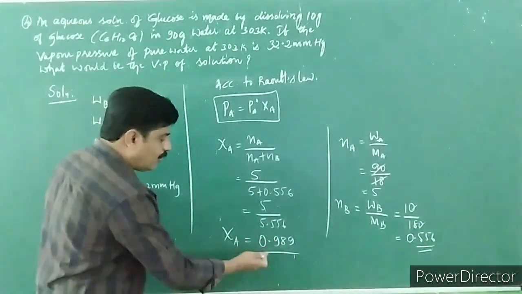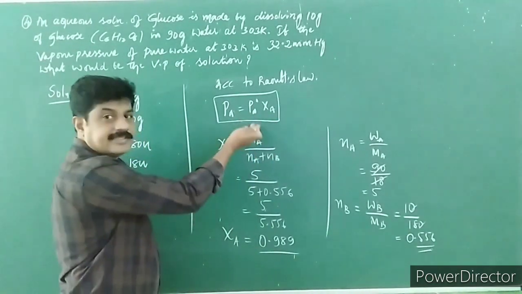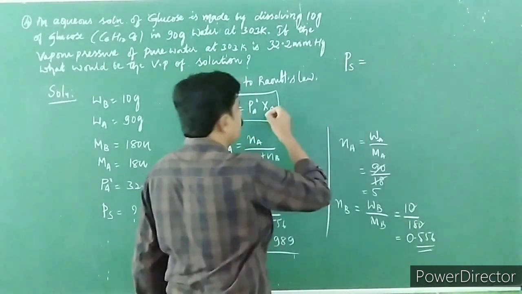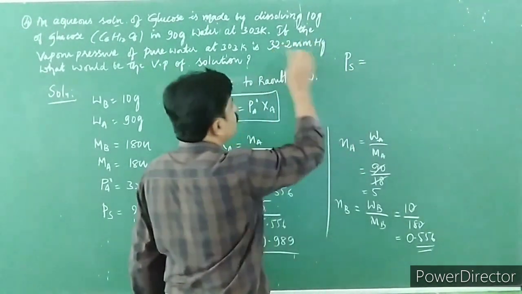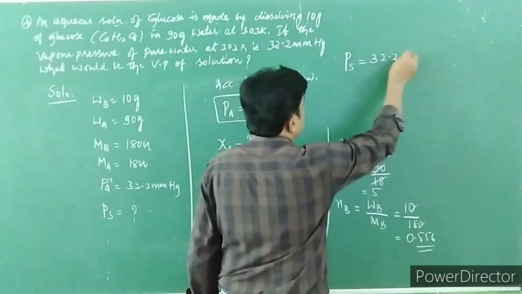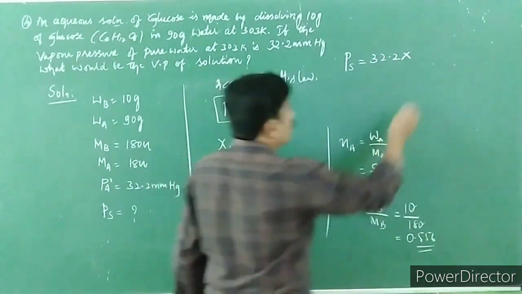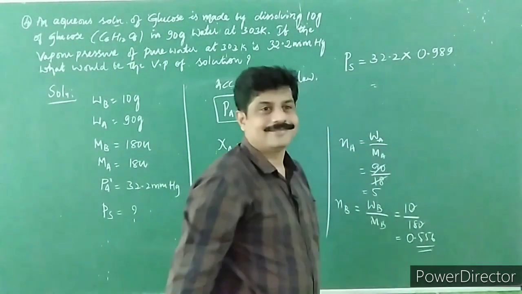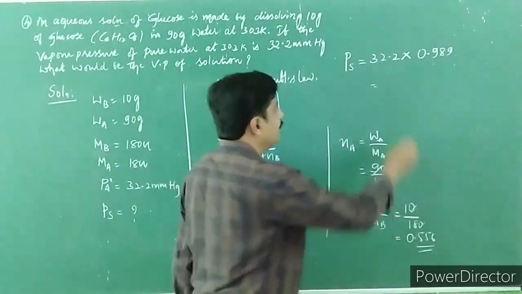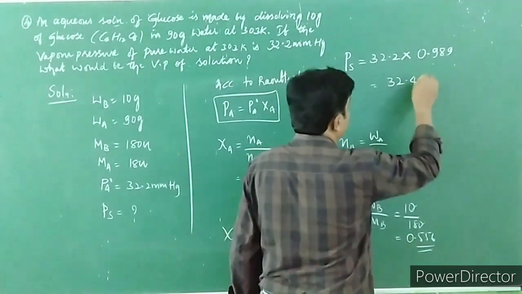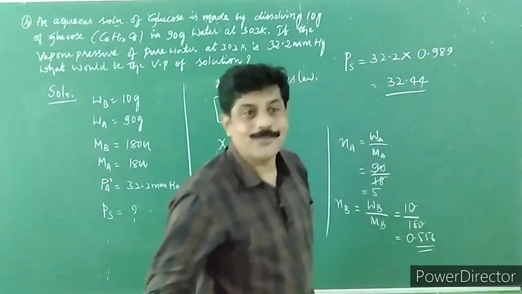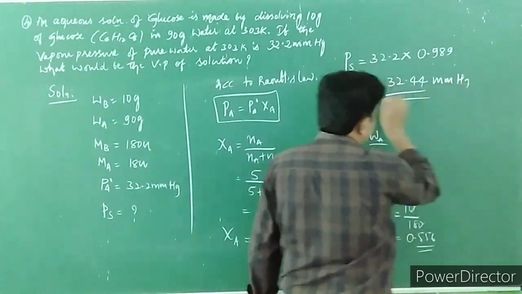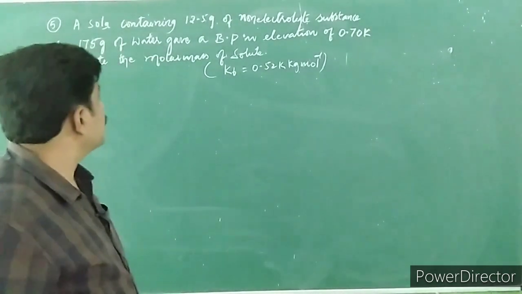Now, once you got the XA, you know PA naught, then substitute the value here. Look at here. PS is equal to PA naught, how much? That is 32.2 into 0.989. Hope you're getting that. Now, if I simplify that, we're going to get 32.44 mm of mercury. So let me go for the next numerical.